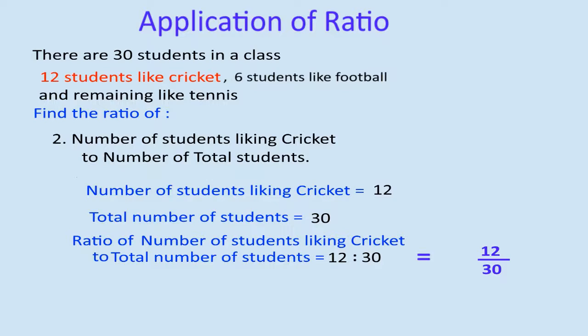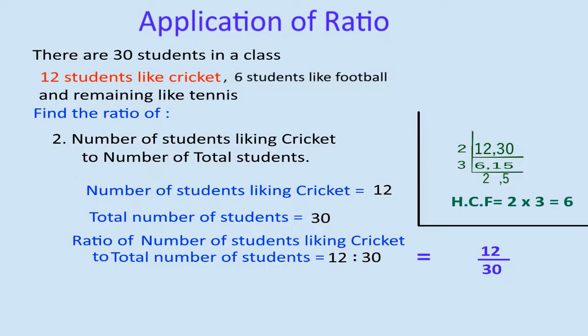For that we need to find the HCF of 12 and 30. Now divide the numerator and denominator by the HCF, 6. Therefore the ratio of number of students liking cricket to total number of students is 2:5.